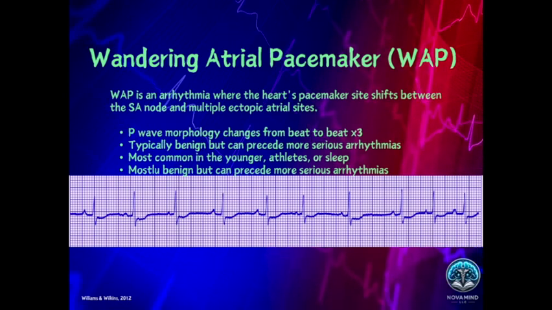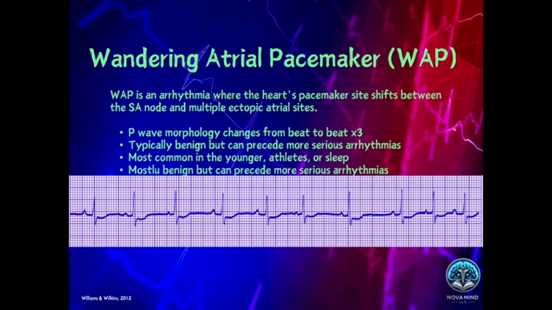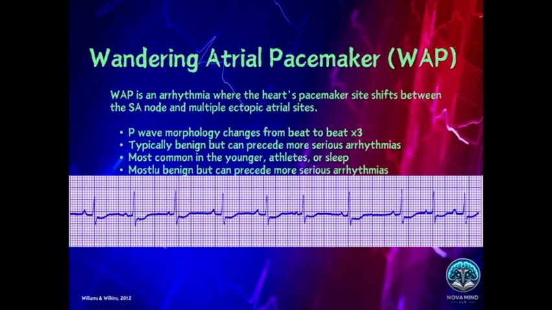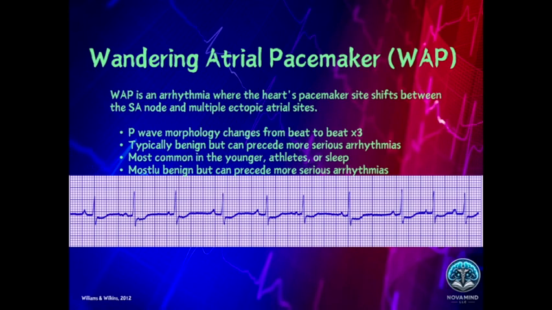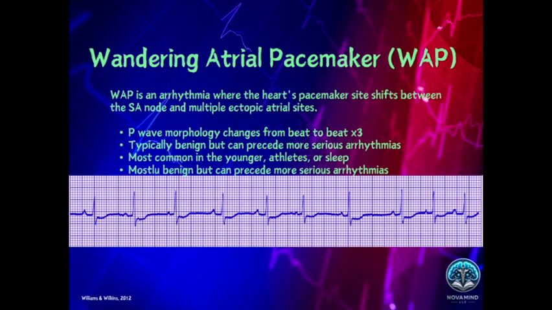The most notable feature of the wandering atrial pacemaker is that it presents with 3 or more distinct P wave morphologies. These are variations in P wave appearance. The size, shape, or the direction of the P waves change across the rhythm strip.